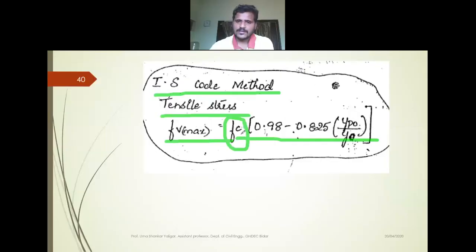Already we have seen that expression. You know YP naught is the depth of the plate and Y naught is the depth of the prism. If you substitute all these values, you will get the maximum tensile stress. These are the things we normally calculate in the end zone reinforcement.